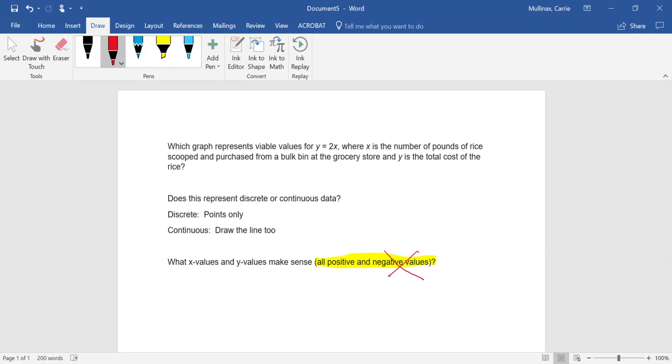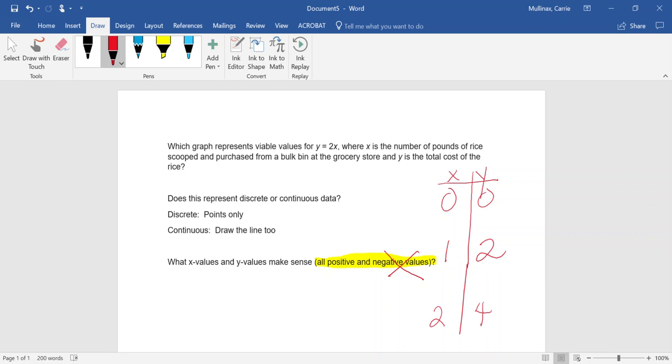So then we know they're all gonna be positive values, but is it gonna be just specific points only, or do the numbers in between the points make sense? If we create a table of values, we could have 0 scoops and pay $0. We could have 1 scoop and pay $2. We could have 2 scoops and pay $4. Well, that we know makes sense.